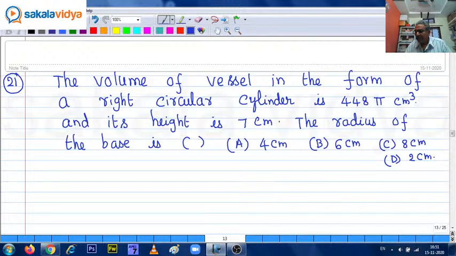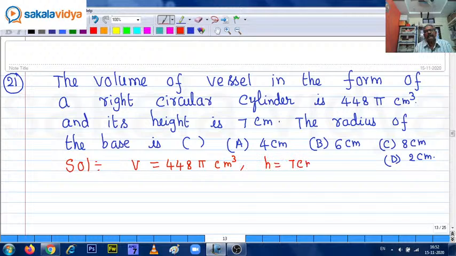This is the question. So now all of you just read the question very carefully. The volume of the vessel in the form of a right circular cylinder is 448 pi centimeter cube, whose height is 7 centimeters. Now we need to find the missing parameter, the base radius. Volume V is 448 pi centimeter cube, height h is 7 centimeters, and we need to find R.